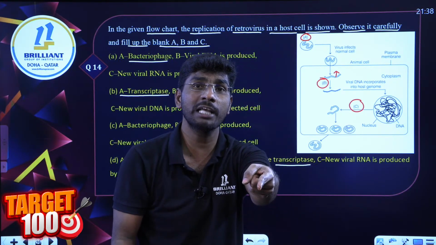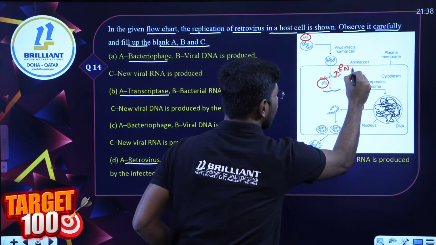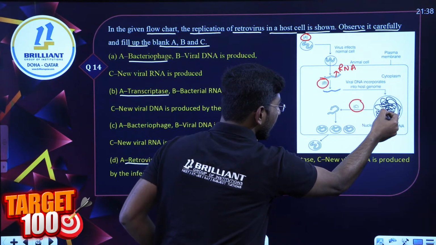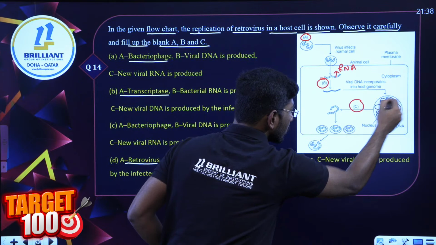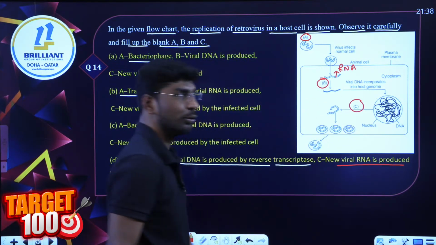With the help of reverse transcriptase enzyme, here it is RNA. Done. Very good. Now with the help of reverse transcriptase, it is making DNA. That DNA is incorporated in the host cell, and see what is C? New viral RNAs are produced.